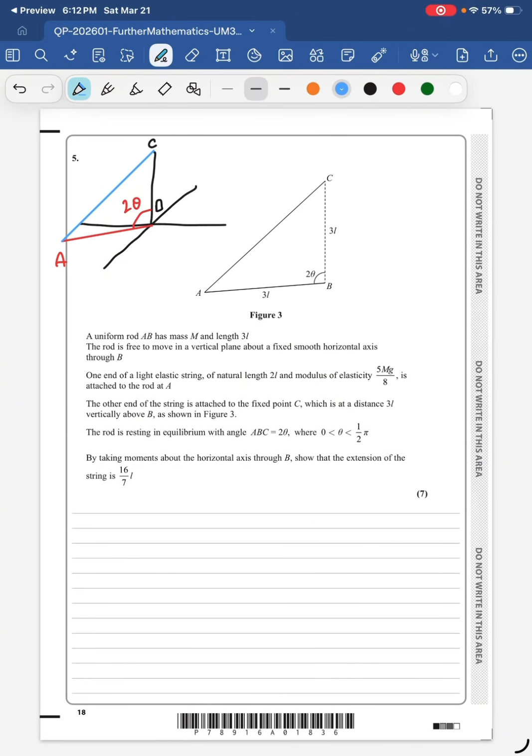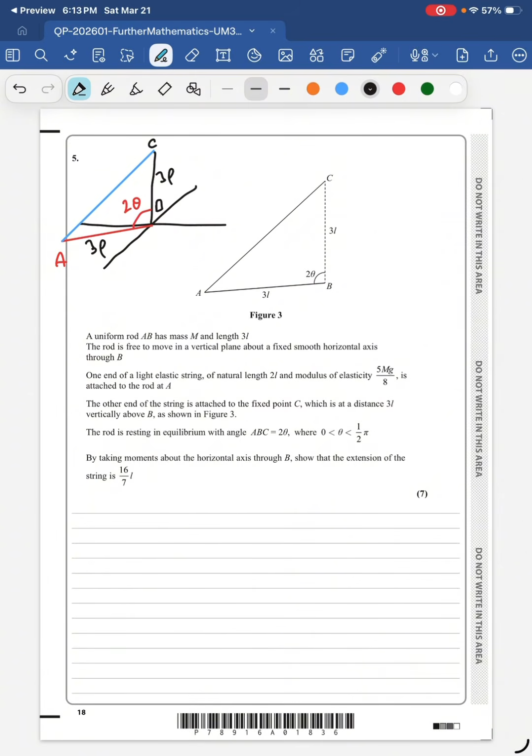So that's the first observation. The second observation is about how things work in this problem. The second thing to realize is that this side is 3L and this side is 3L. Now AC is 2L plus whatever the extension is, okay? But the important thing is that this is an isosceles. Is that how you pronounce it?